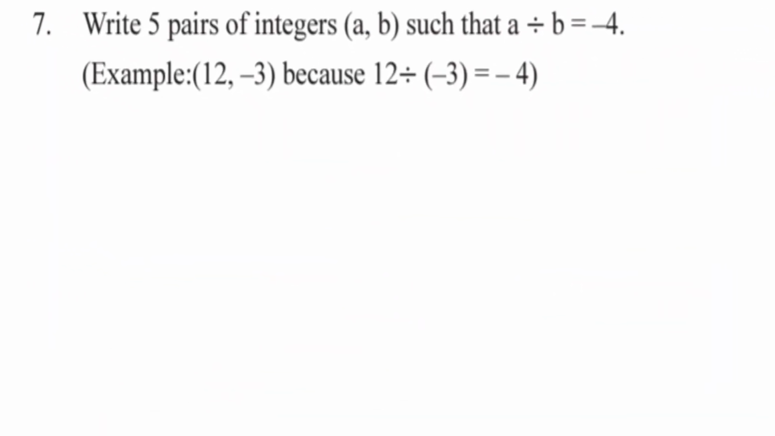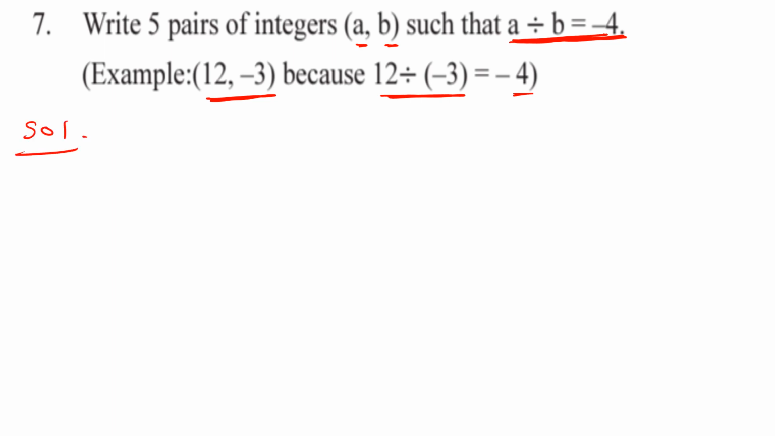Next, question number 7. Write 5 pairs of integers a comma b such that a divided by b equals minus 4. So we should satisfy this equation. If we take any integers in the place of a and b, the result should be minus 4. They have given one example pair here, 12 comma minus 3. If we divide 12 by minus 3, it becomes minus 4. Like that, we should take some more pairs.